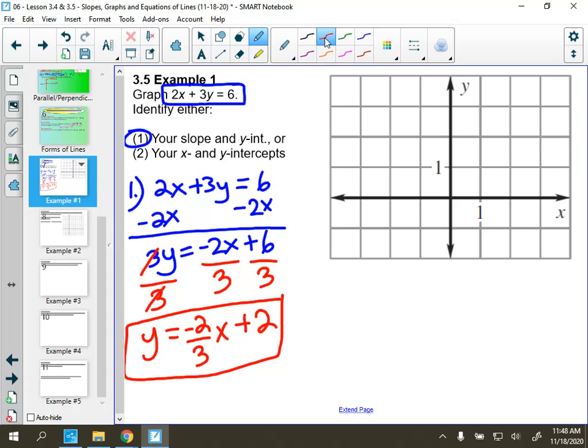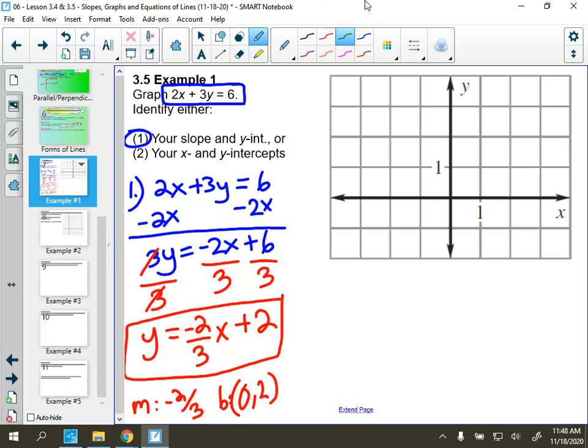So we've gone through a little bit of work there to turn this standard form equation into slope-intercept form. The advantage to doing that is now I can look at this and say, oh, hey, my slope is negative 2 thirds, and my y-intercept is the point (0, 2). Well, that's all well and good, but how does that help me graph it?